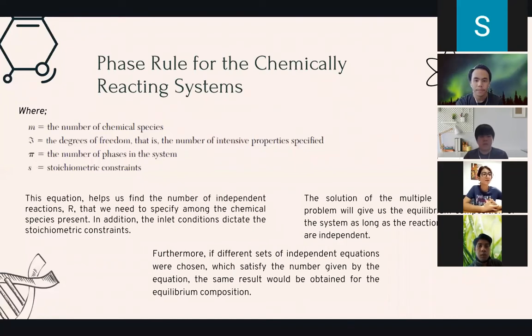All right. So as I already explained what all of these symbols denote, this equation helps us find the number of independent reactions that we need to specify among the chemical species present. In addition, the inlet conditions dictate the stoichiometric constraints. The solution of the multiple reaction equilibria problem will give us the equilibrium composition of the system as long as the reactions we come up with are independent. Lastly, if different sets of independent equations were chosen, which satisfy the number given by the equation, the same result would be obtained for the equilibrium composition.